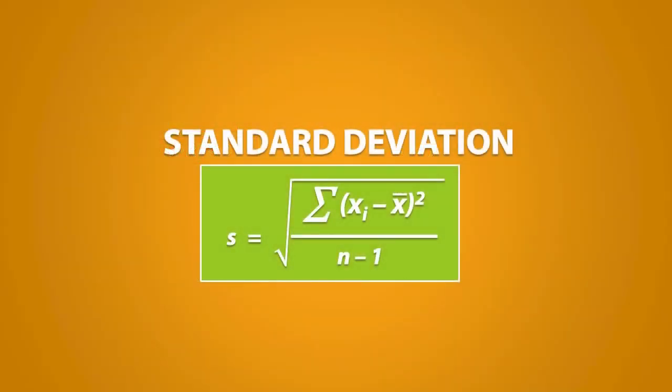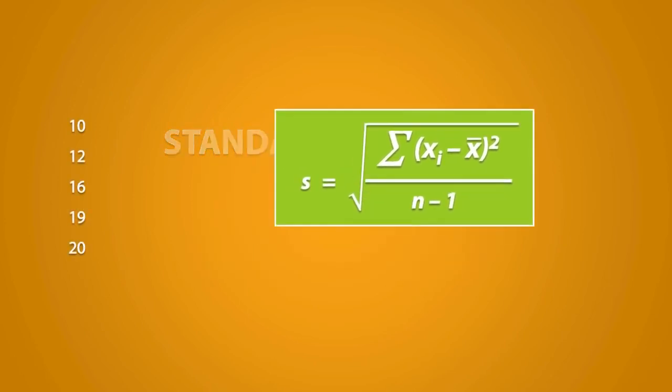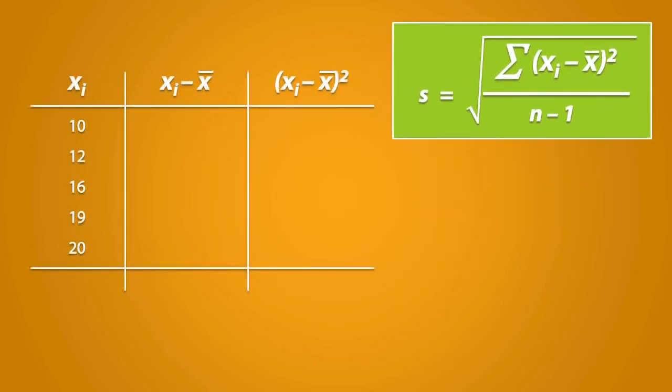Now the standard deviation is computed using this formula. The formula looks a little complicated, but the calculation for the standard deviation is simple. We will calculate the standard deviation for the following dataset. I will create a table to help me with my calculations, and this table corresponds to the numerator of the formula. Notice how x bar is contained within the formula, so we should calculate this first. You should find that the mean is equal to 15.4.